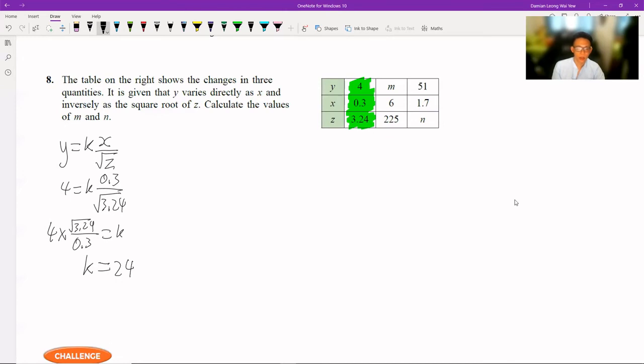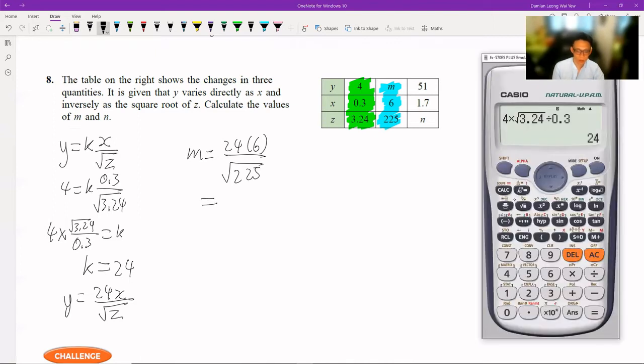So my equation, y equals 24x over square root of z. So to find m, I substitute these 3 values, m, 6, and 225. So m equals 24 times x, which is 6, over square root of z, z is 225. Straight away I can calculate. 24 times 6 divided by square root of 225, which will be 9.6.